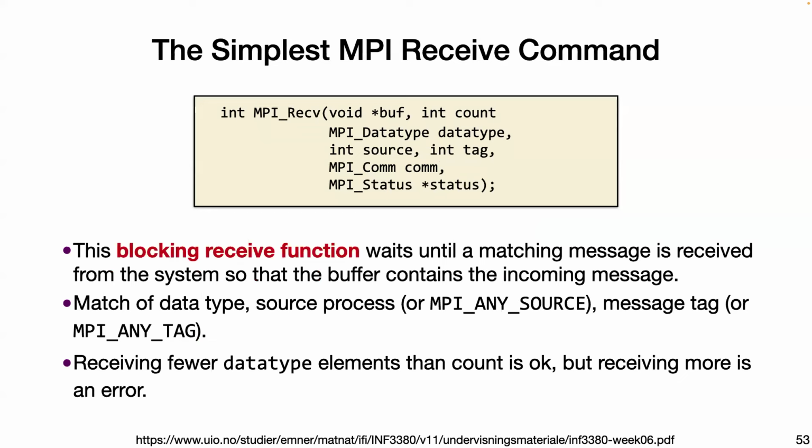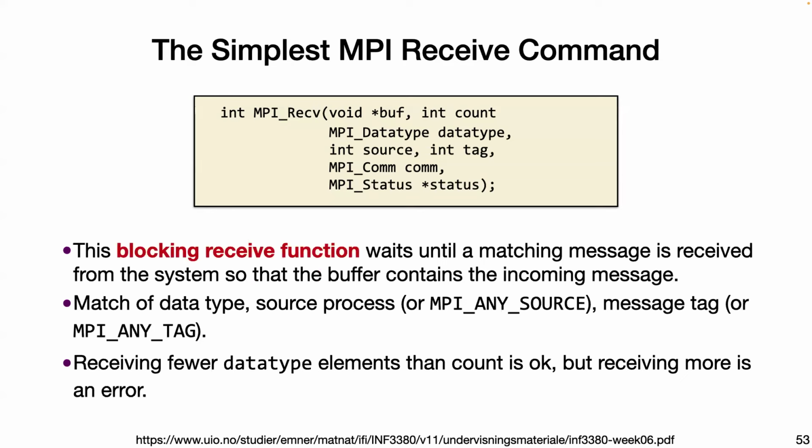And then on the other side, there's MPI receive, which is very similar. It has the void pointer again, the count, the data type, the source rather than the destination now, the tag, the communicator, and then this is new, the status. The status is something that you fill out. So this is a blocking receive: you wait until you get this message.